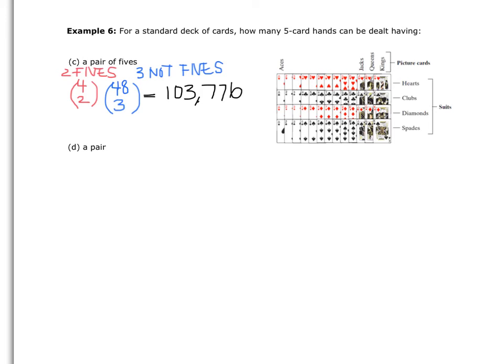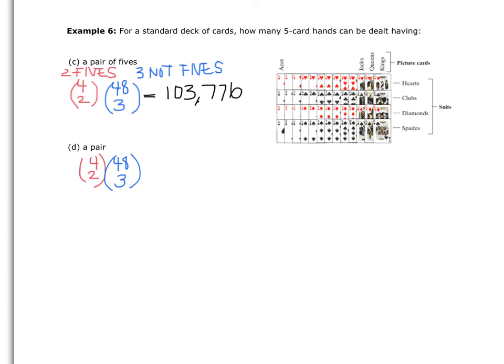Okay, what if we didn't specify what type of pair it is? So this is just a pair. It's not a pair of 5s, not a pair of kings. We don't know what the pair actually is. It starts out very similar. There's 4 of each card, and you're going to take 2 of them so that you actually have a pair. And then for the other 3 cards in your hand, you want to make sure you don't have any of that same card, and there's always 4 of each card. So we still have the 48 choose 3. But the difference is we don't know what it's a pair of.